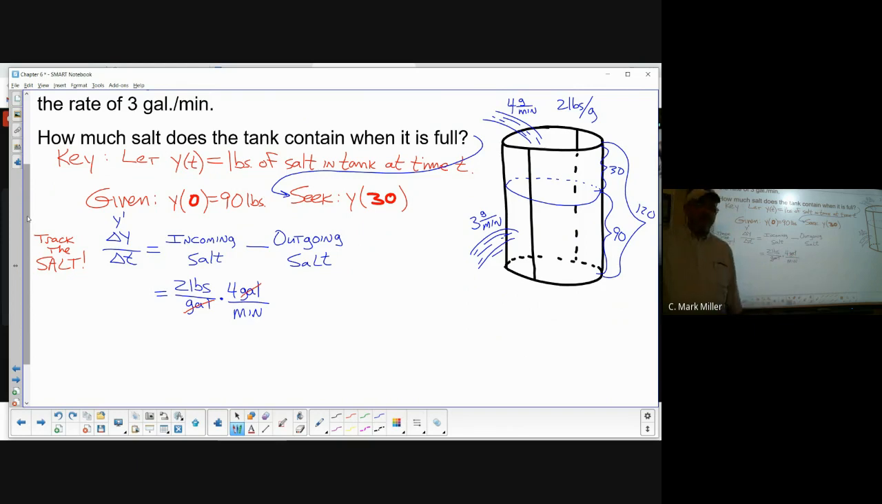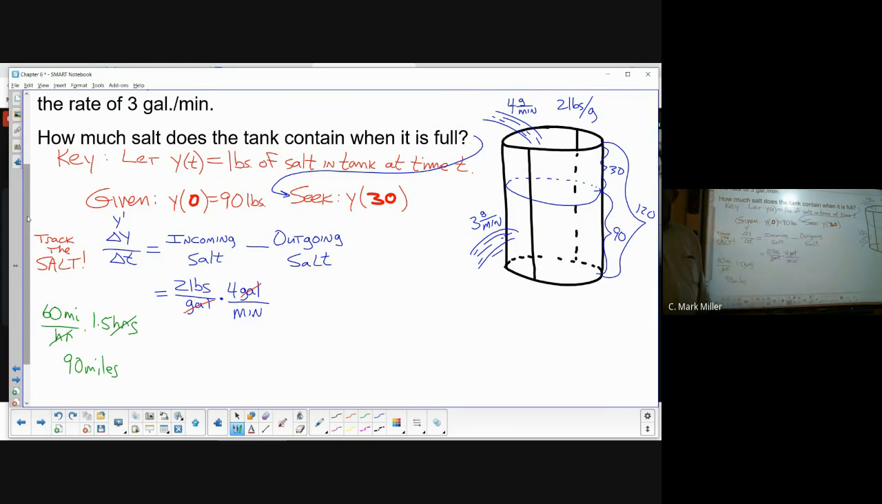Do both of you understand that? It's sort of like you're going 60 miles per hour for 1.5 hours. Those cancel, and that would be 90 miles. Sort of similar to that. That is your incoming salt.